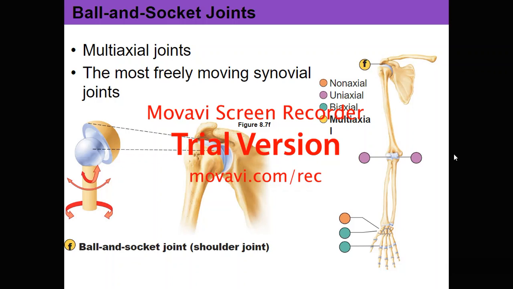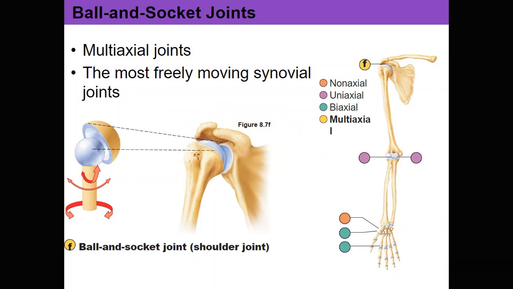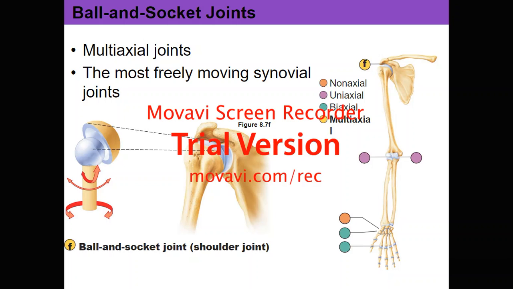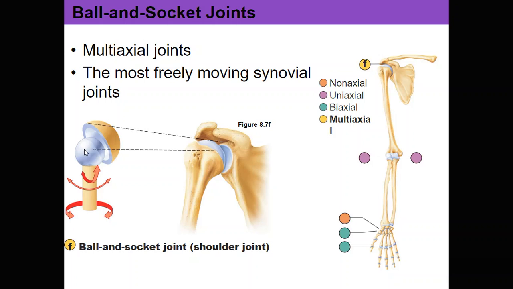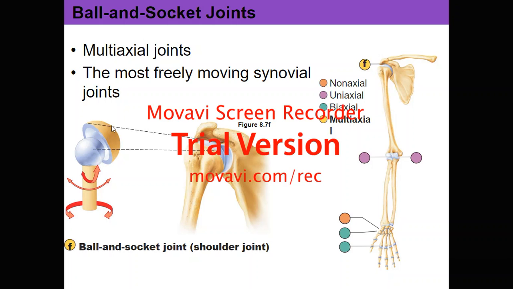So the ball and socket joint is a multi-axial joint, so you have movement in all three planes: flexion, extension, adduction, abduction, and rotation. Okay, so the ball and socket joint of your shoulder is a good example, and also your hip joint is another example of multi-axial joints. And what you have is essentially a spherical head right here, then a cup-like socket. Okay, so that's the shapes of the articulating bones.